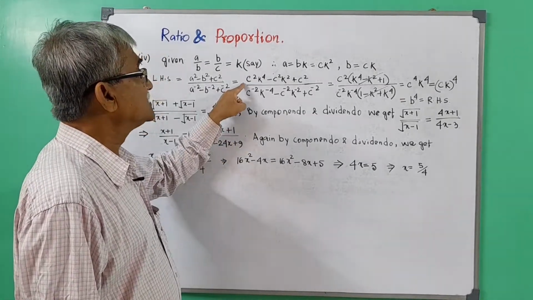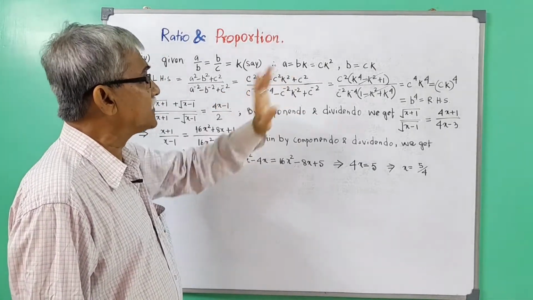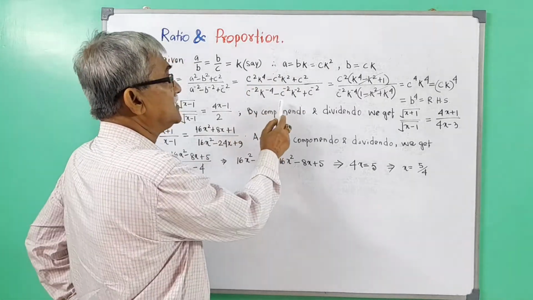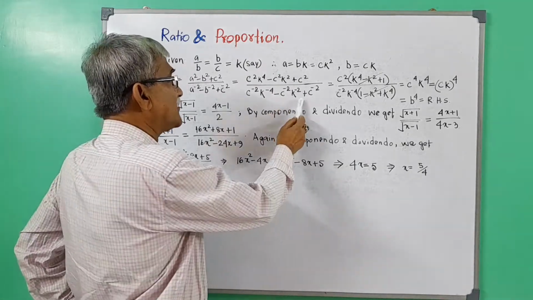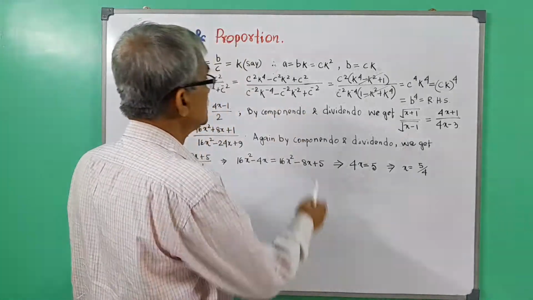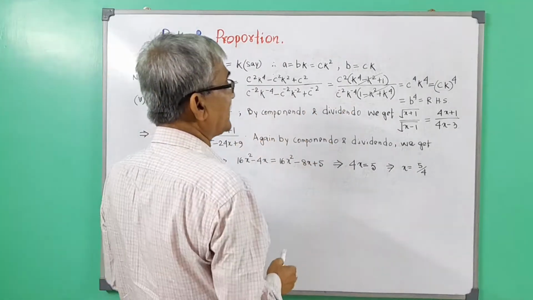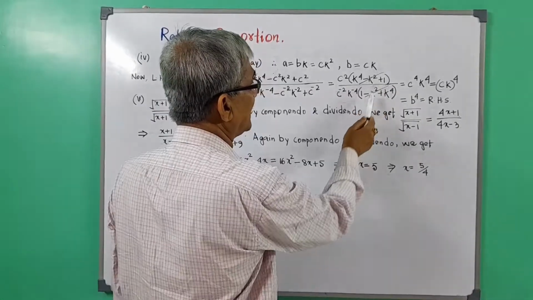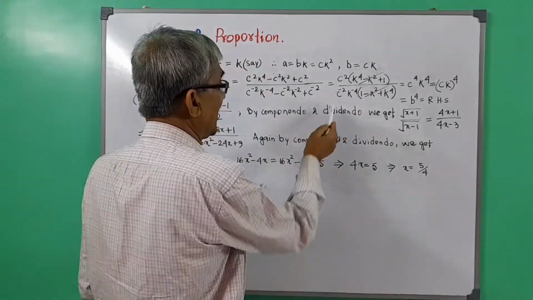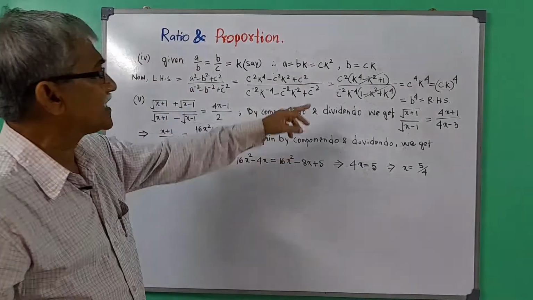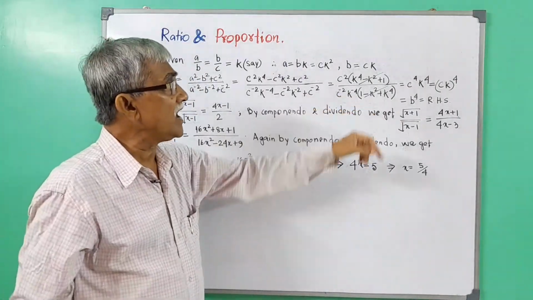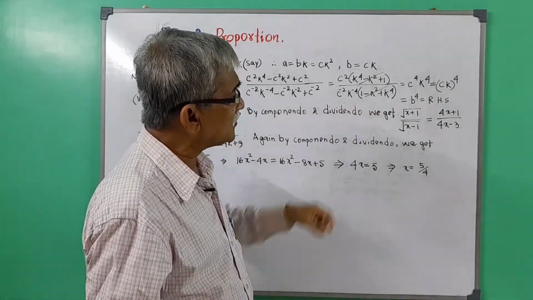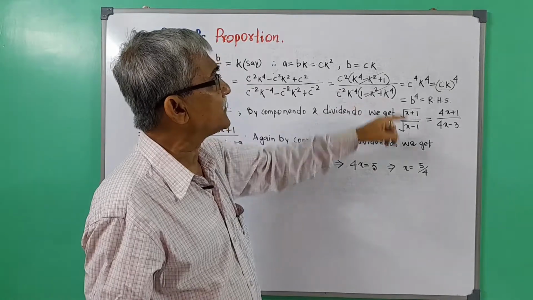So it is C square K to the power 4 minus C square K square plus C square, upon C to the power minus 2 K to the power minus 4 minus C to the power minus 2 K to the power minus 2 plus C to the power minus 2. So in the numerator I have taken C square as common and this becomes C square whole into K to the power 4 minus K square plus 1, upon, I have taken C to the power minus 2 into K to the power minus 4 common here. So in the denominator it becomes C to the power minus 2 into K to the power minus 4 whole into 1 minus K square plus K to the power 4.